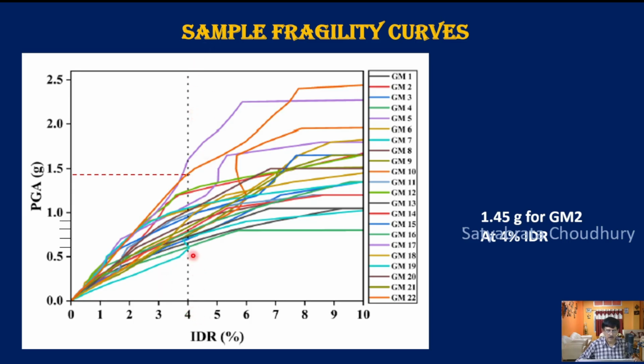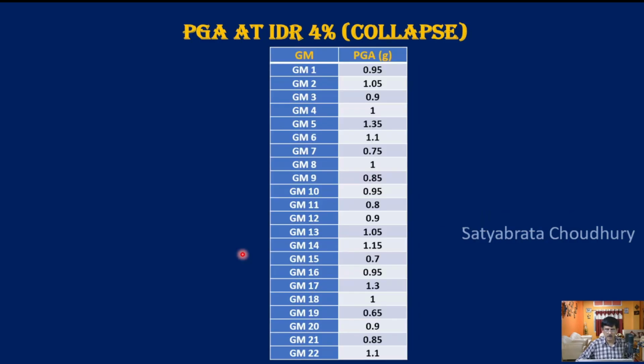Draw a vertical line here which cuts all the IDA lines at different points, and pick up the points here. What are the PGA values of those points? For example, for GM2 here, this is GM2, the value is 1.45 g at 4% IDR. This point, 1.45 g. So this way, all the IDA lines have cutting points of PGA. All these you shall be capturing. After capturing, you get these values. For GM1, the cutting point was 0.95 g, GM2 1.05 g, and so on. So all the 22 values of the cutting points, the PGA values, are tabulated like this.